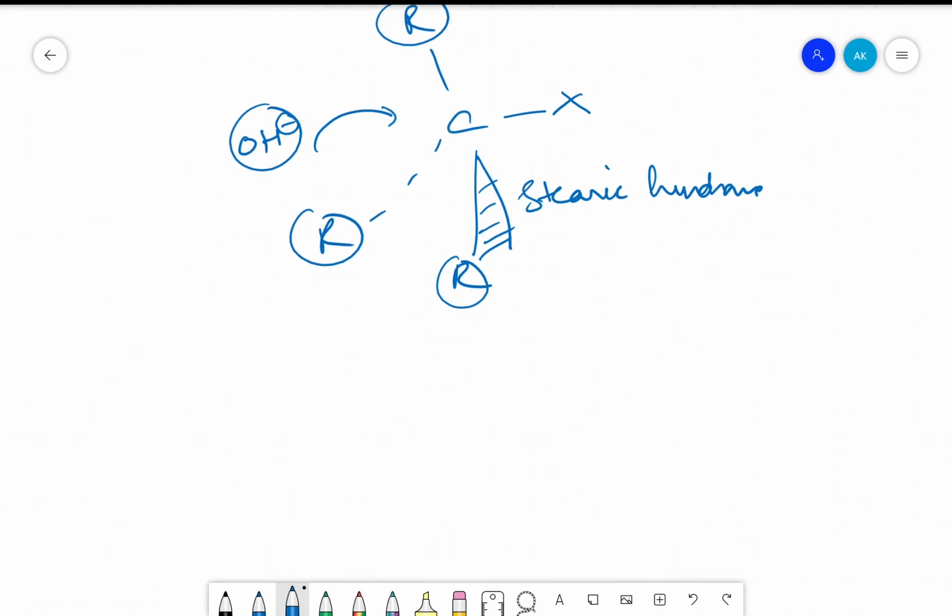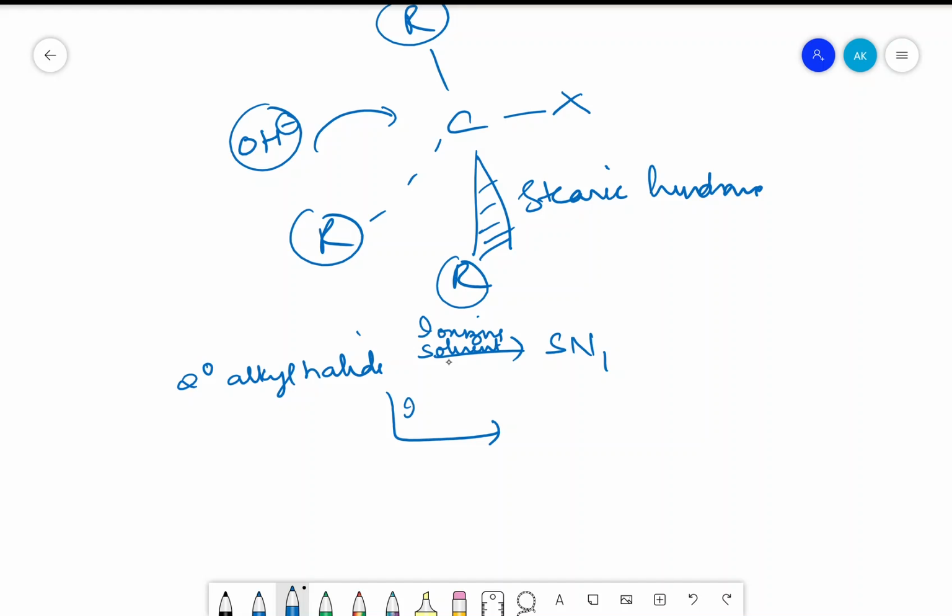The secondary alkyl halide may undergo SN1 or SN2 depending upon the solvent. For example, if an ionizing solvent is used, secondary alkyl halide will undergo SN1. If an ionizing solvent is not used, it will undergo SN2 mechanism.